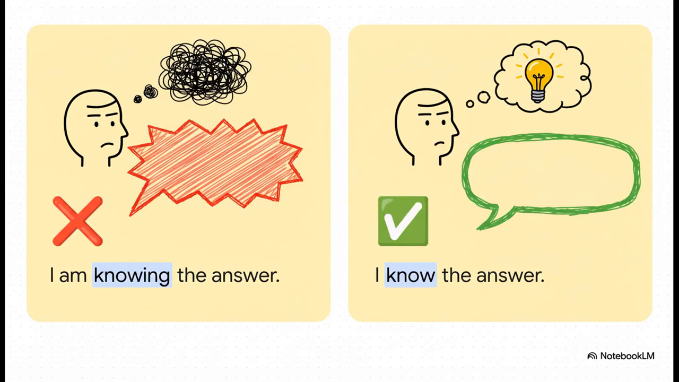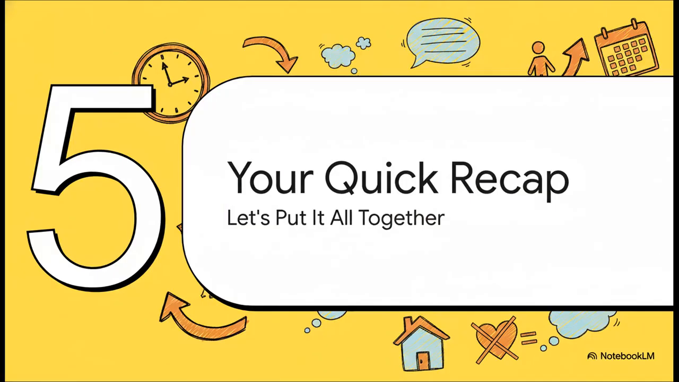And here's how that looks in the real world. You'd never ever say, I am knowing the answer. It just sounds weird, doesn't it? That's your brain telling you that know is a state. So instead, you just use the simple present. I know the answer. Same thing for she wants a new car, not she is wanting a new car. Nailing this difference is a huge step up.